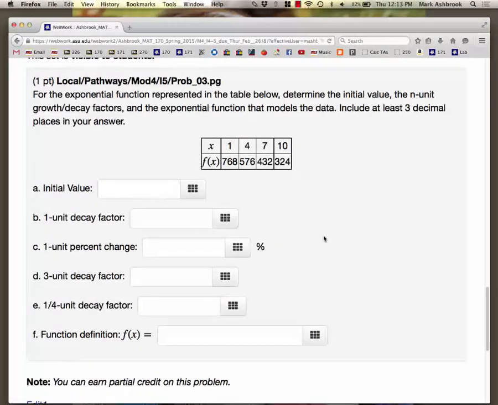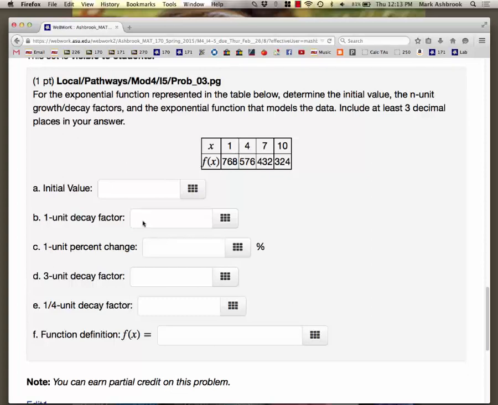Okay, really important problem. They give us some particular inputs and corresponding outputs. There's no context involved here, but we have input as x, output as f of x. So the initial value is 768? No, okay, the initial value corresponds to the input of 0. So we're going to need to do something to get this initial value. Actually, to get the initial value, we're going to need the 1 unit decay factor. So let's find that first.